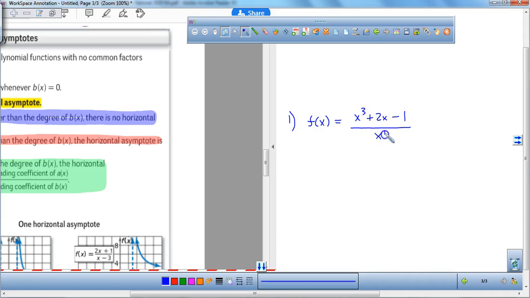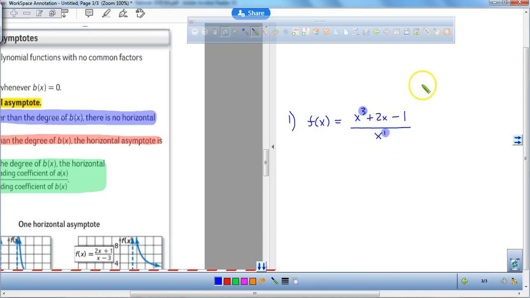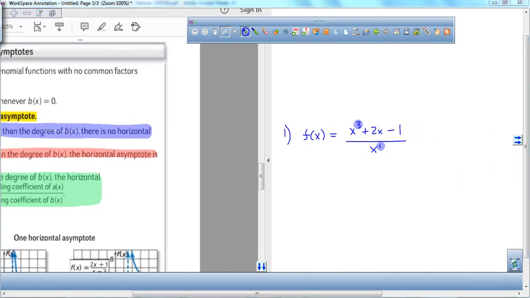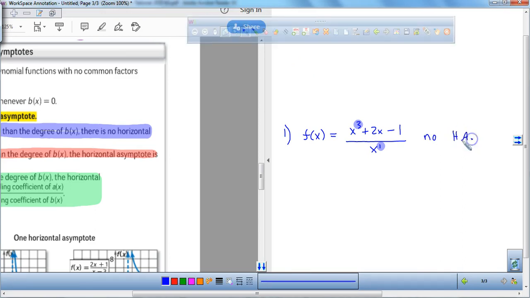All right, well, you can clearly see that this power right here is a 3, this power is a 1, and 3 is greater than 1. So if the degree of the numerator is greater than the degree of the denominator, there is no horizontal asymptote. This rule would be, I'm going to put, HA, short for horizontal asymptote.